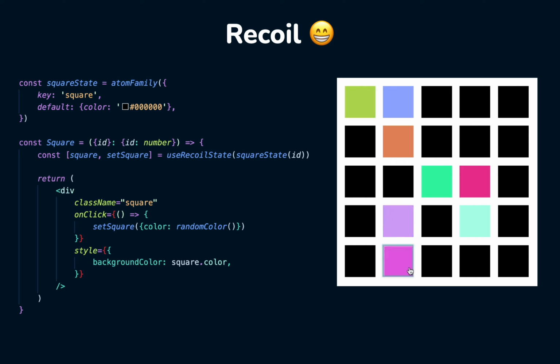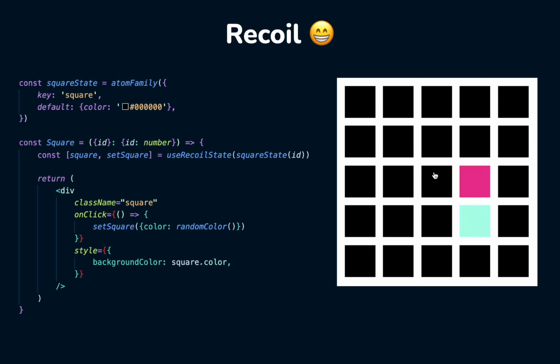And this is a great use case for Recoil, where you have a bunch of items that frequently update, but where you want to isolate their re-renders while freely using their state anywhere in your app.